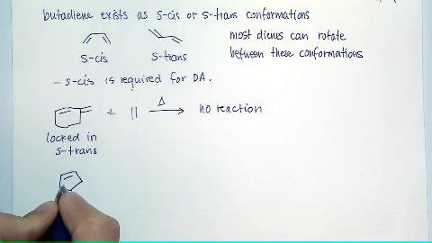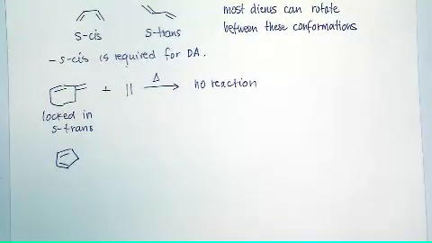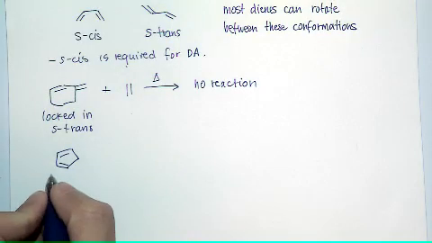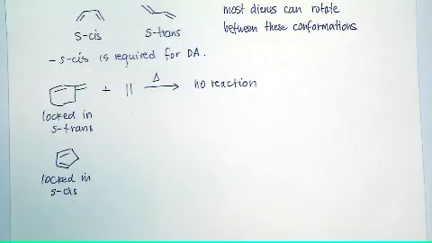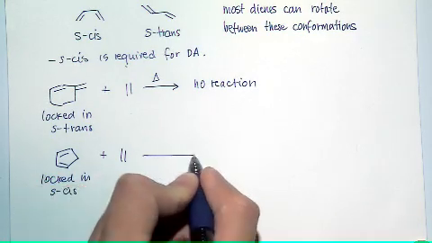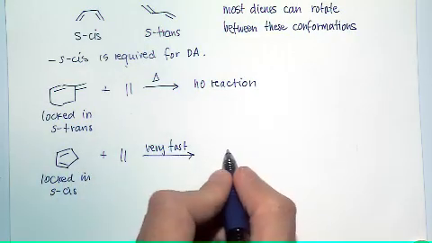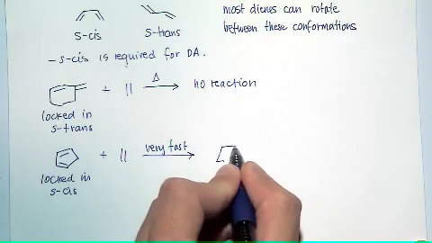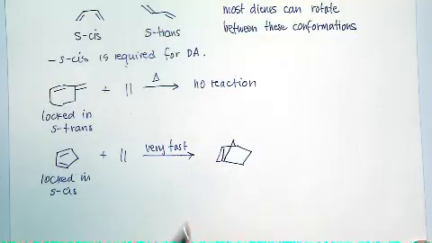However, if you use cyclopentadiene, which, by the way, is a very common diene for the Diels-Alder reaction, this is locked in the S-cis configuration, right? And so this looks more like the dienes that we're used to seeing for Diels-Alder reactions. If we do this reaction, it's really fast, and we get this bicyclic ring system that looks kind of like that.